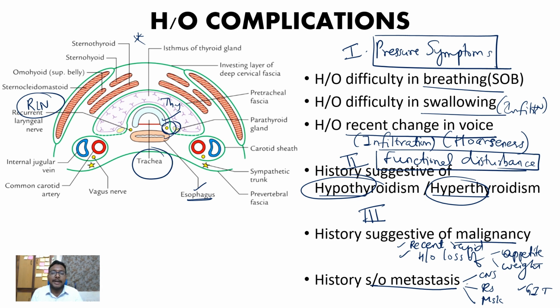Please go and watch Introduction to Case Sheet Writing. What are all the things you should ask to know about history suggestive of metastasis? Okay. So this is the second subheading of history of present illness, that is nothing but history of complications. Now the third heading, that is nothing but history of etiology. We will discuss etiological history subsequently in each heading of the case sheet, right?